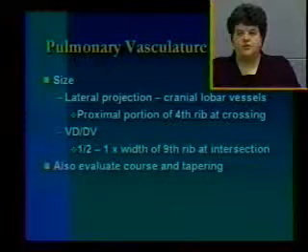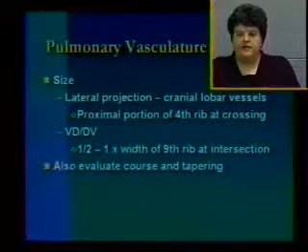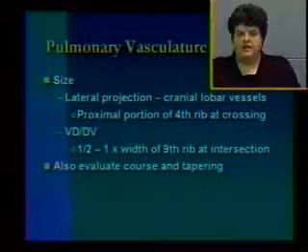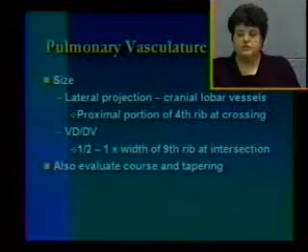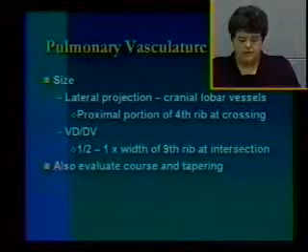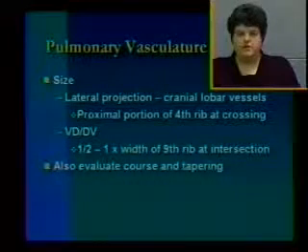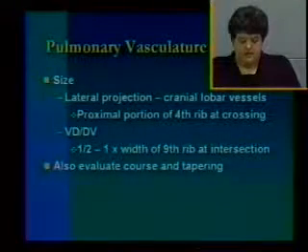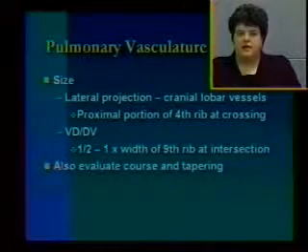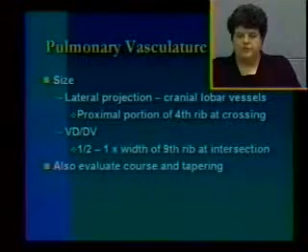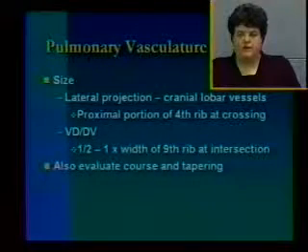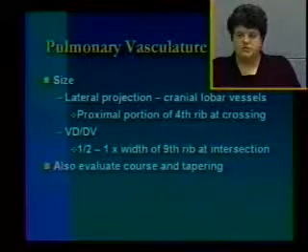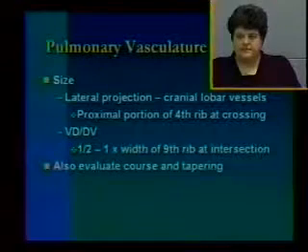What's going to help you to determine whether an animal is in heart failure or not? That's looking closely at the pulmonary vasculature. It's also going to help you to determine the etiology of the cardiac anomaly or bulges you're seeing on the radiographs. So on the lateral projection, you're going to examine the cranial lobar vessels. They should be no bigger than the fourth rib approximately. On the VD and DV, you're going to look at the pulmonary vessels as they cross the ninth rib. Normal is 1/2 to 1 times the width of the rib at the intersection. It's important to also evaluate the course, whether it's tortuous or blunted, and then how nicely the vessel tapers.